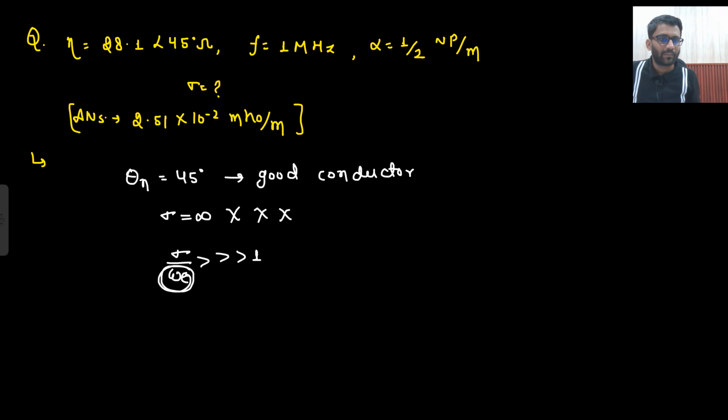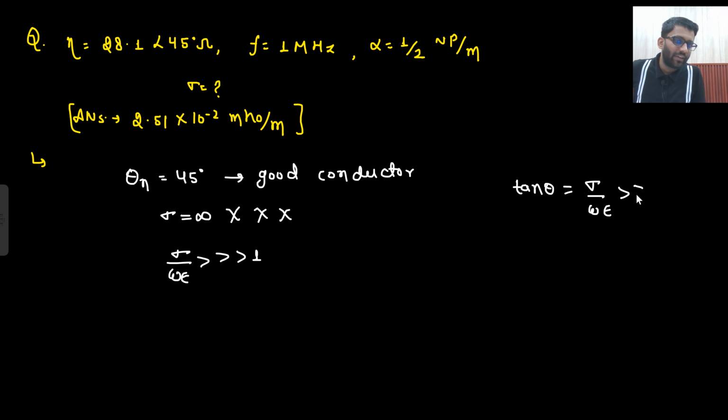Are you getting this point? Look, the thing is your tan theta. I am talking about the loss tangent, sigma upon omega epsilon. This should be very much greater than 1. This is the condition, right? So now you need to hold on, sigma value can also be some finite value. So that we need to find.